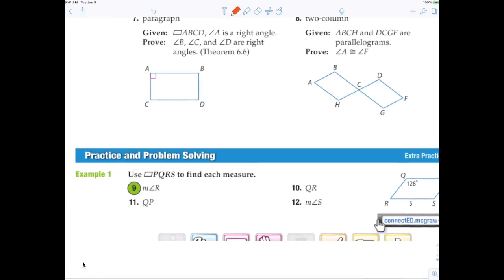For number 7, let's do a proof. Given, now that symbol obviously just means that it's a parallelogram. So given parallelogram ABCD, if angle A is a right angle, I want you to prove that B, C, and D are also right angles. This to me is just, I think, maybe even 2 steps.